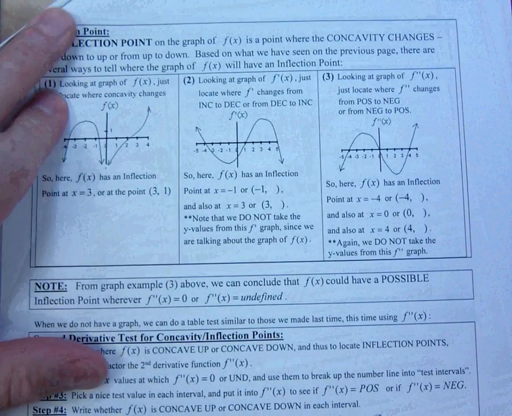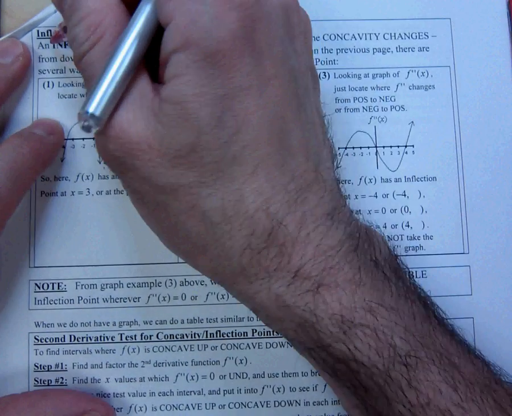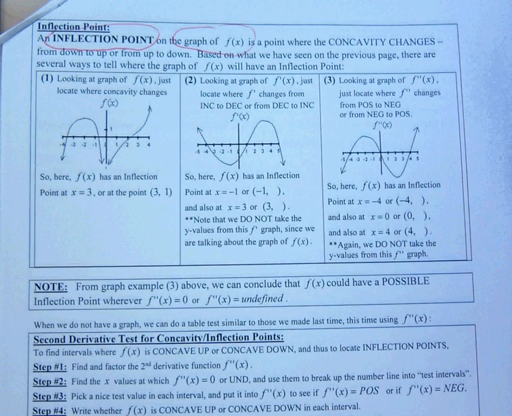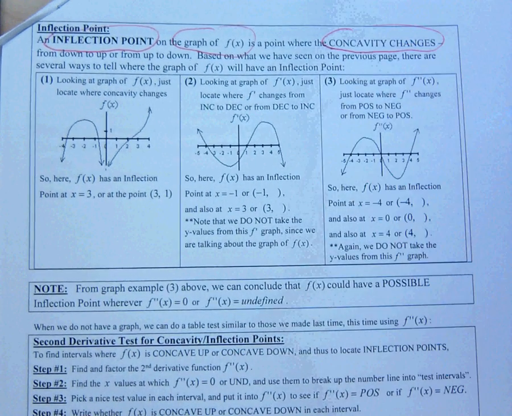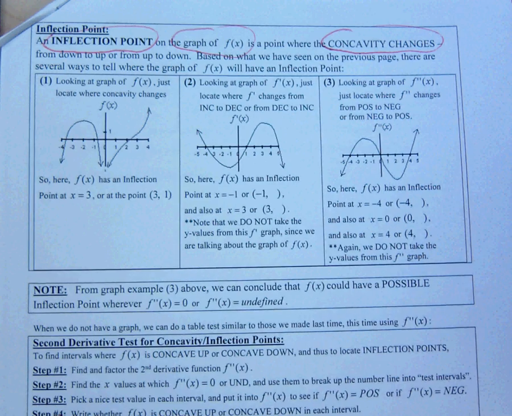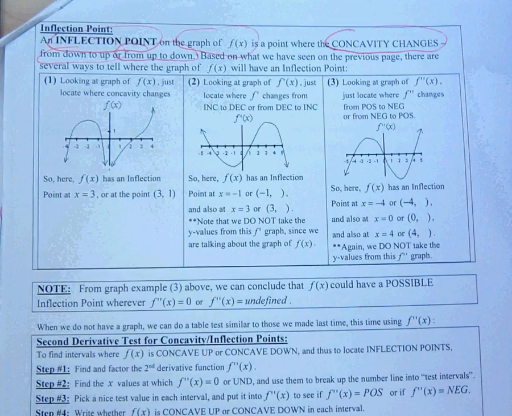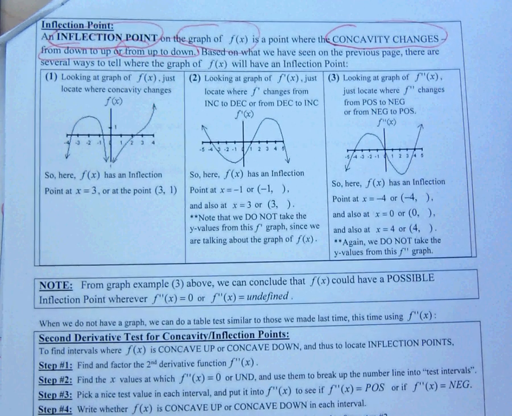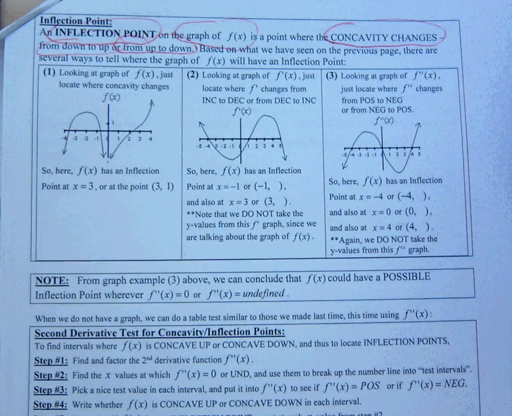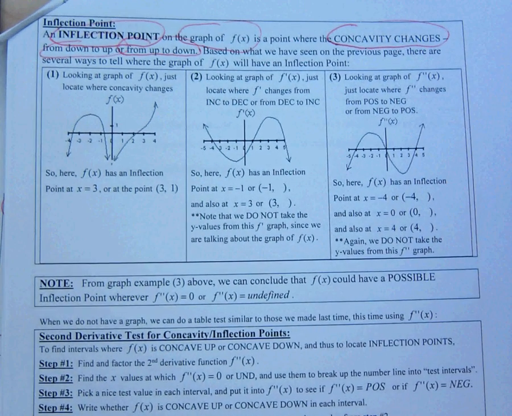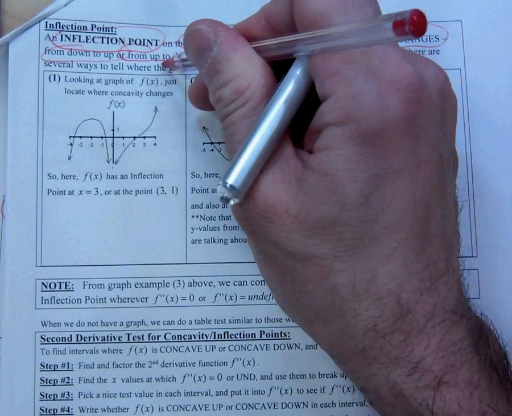All right, so this leads us to our next topic, which are inflection points. An inflection point on the graph of F is simply a point where the graph changes what? Concavity. And again, it can change from either concave down to concave up or from concave up to concave down. Either way, you'll have an inflection point on F. Is that clear? Okay. So based on everything I've said to this point in the lesson, there are several ways to tell where F will have an inflection point.